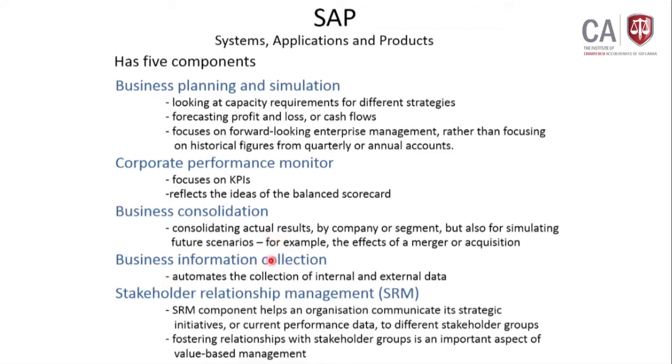So business information collection automates the collection of internal and external data. Next, stakeholder relationship management, the SRM, so it's dealing with other stakeholders of the organization. So actually this is communicating with the others. So the communication strategy will be implemented in this stakeholder relationship management component.